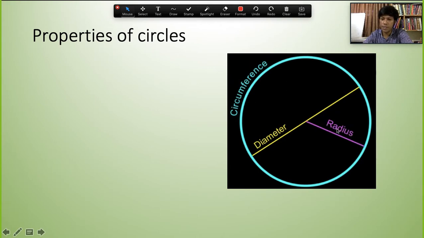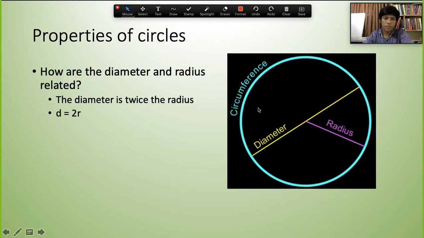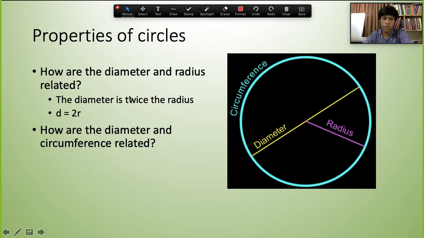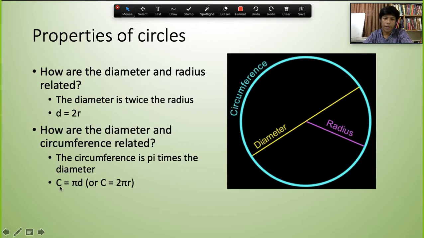So we can easily see that the diameter is basically double the radius, 1 and 2. That means 2 radii together make the diameter. This is the circumference. So d equals 2r. That's why it is said that. And the circumference is pi times the diameter. The length of the circumference is called 2 pi r.